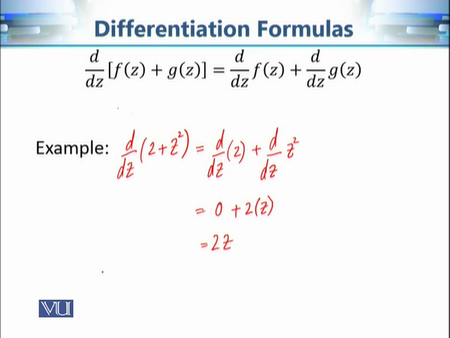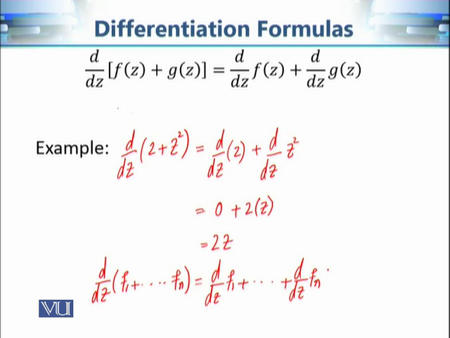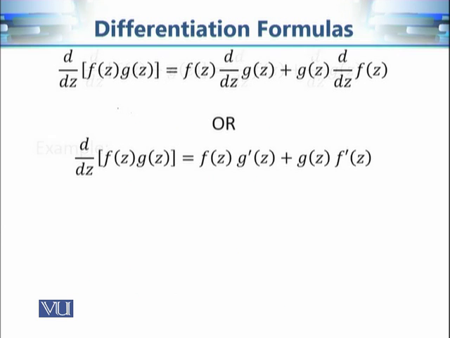So for example, if I am given d by dz of f1 up to so on fn, then this is equal to d by dz of f1 plus up to so on plus d by dz of fn. And of course, if there is a negative sign in place of the positive sign here, then this formula also holds.